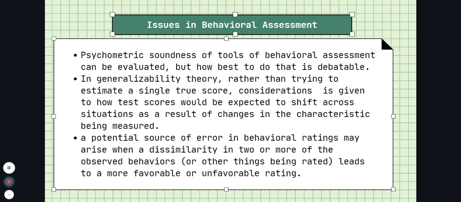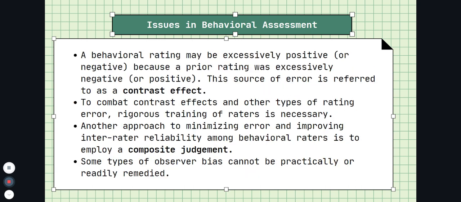So that would have been made had the dissimilarity not existed. A behavior rating may be excessively positive or negative because a prior rating was excessively negative or positive. This source of error is referred to as a contrast effect. Contrast effects have been observed in interviews, in behavioral diaries and checklists, in laboratory-based performance evaluations, and in field performance evaluations. The contrast effect may even be at work in some judgments of the Olympics.